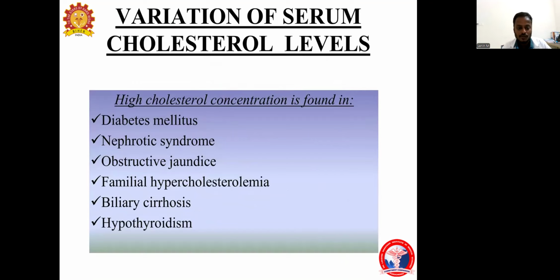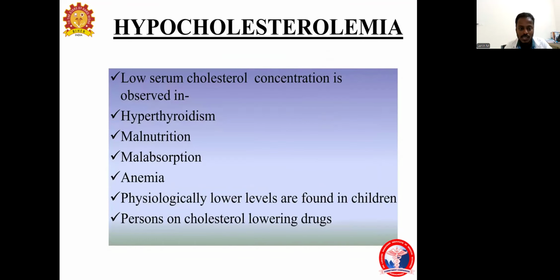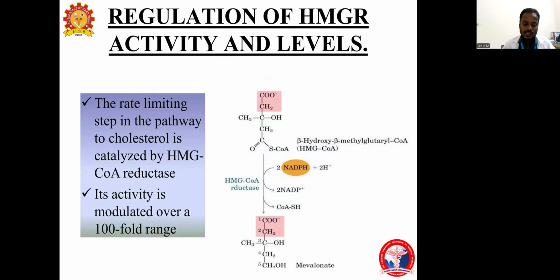And what are the conditions of high cholesterol levels? One is diabetes mellitus, nephrotic syndrome, obstructive jaundice, familial hypercholesterolemia, biliary cirrhosis and hypothyroidism. Cholesterol levels decrease in hyperthyroidism, malnutrition, malabsorption and anemia, and physiologically lower levels are found in children. So we already said HMG-CoA reductase acts here; it acts at the rate limiting step of cholesterol biosynthesis.